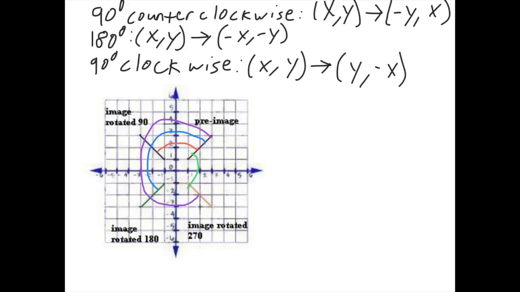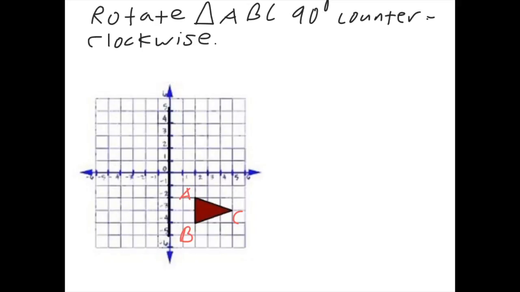It seems pretty difficult at first when you start looking at rotations, but once you use the rules, it's actually not that bad. So let's do one example before we end this lesson. So let's say we want to take triangle ABC, pictured here, and we want to rotate it 90 degrees counterclockwise. First, let's take our coordinate points.